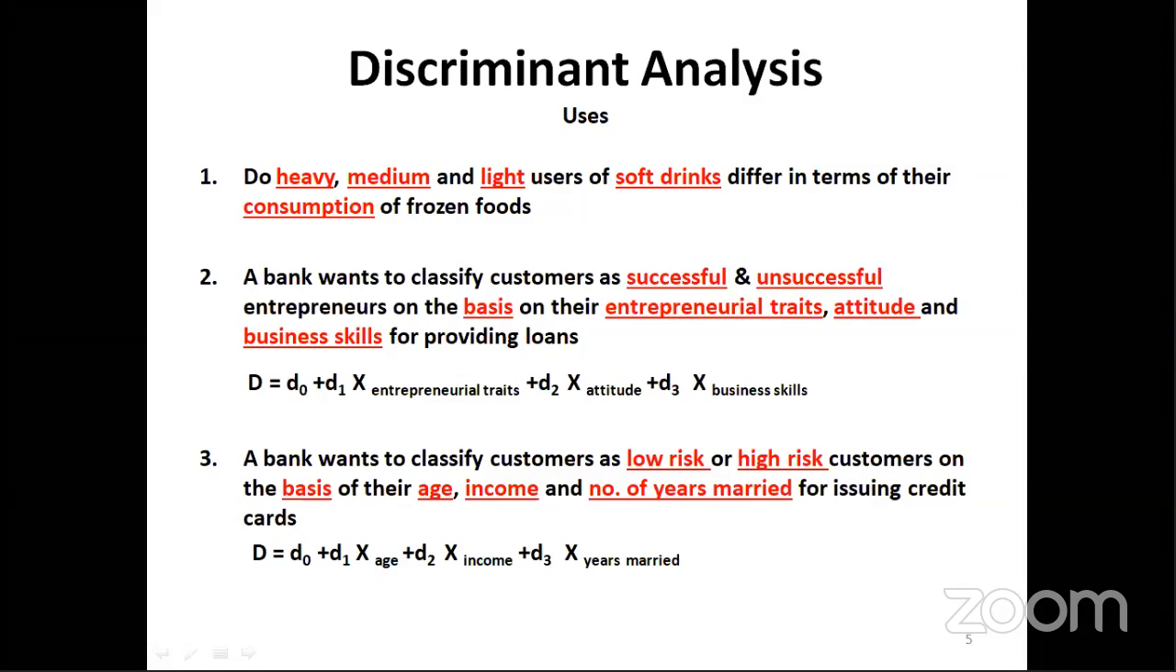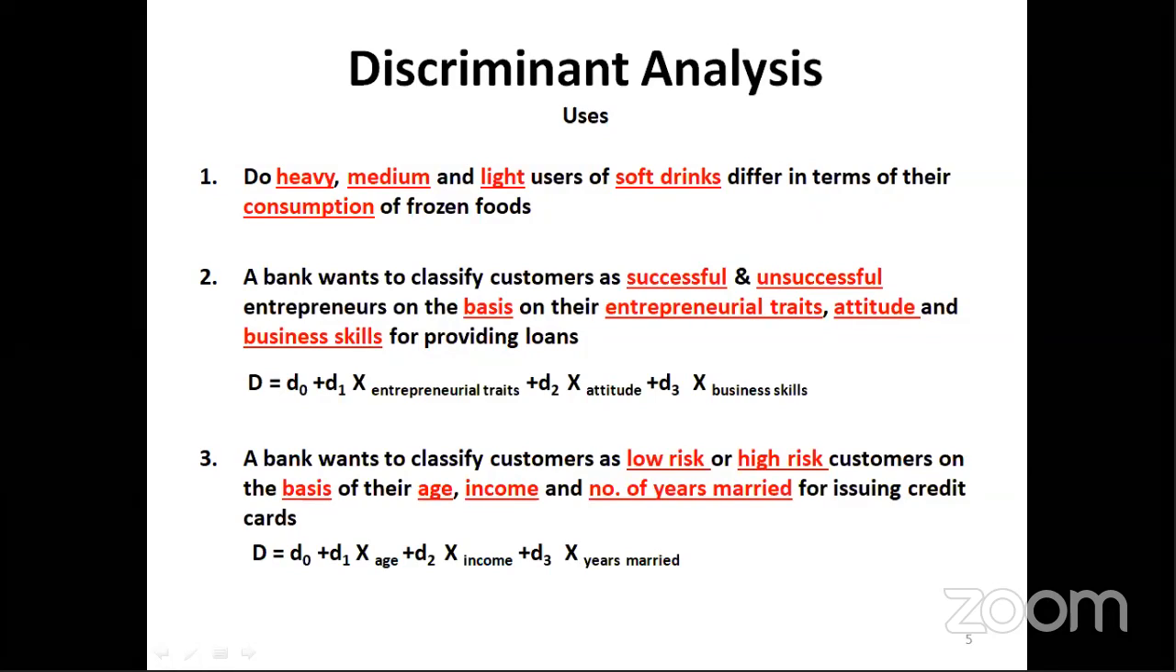So there are many applications given in the market. You can apply discriminant analysis in different fields of marketing research, business research, financial research, and social research also. Here I have taken 2-3 examples. If you see the first example, if you want to make the difference between the heavy, medium, and light use of soft drinks in terms of consumption, yes, we can apply the discriminant analysis in the same way.